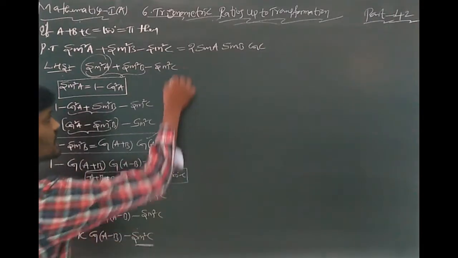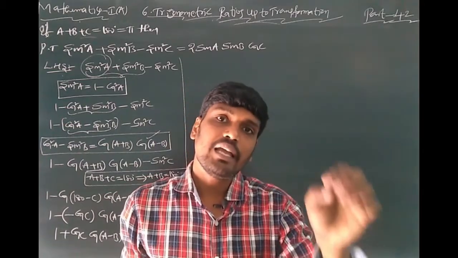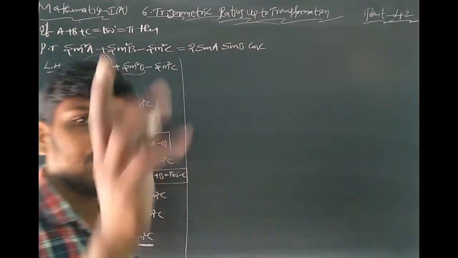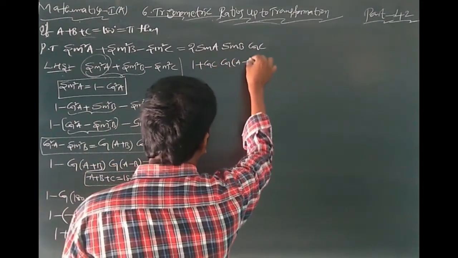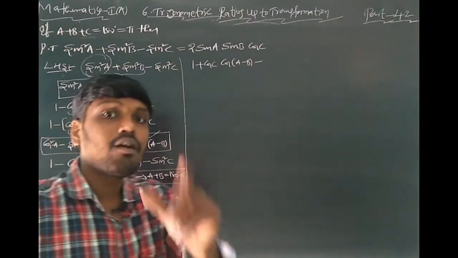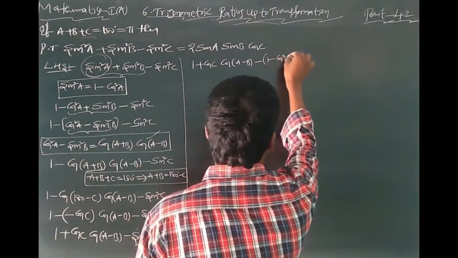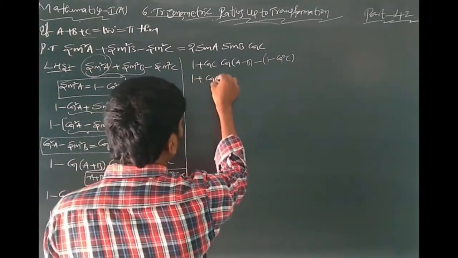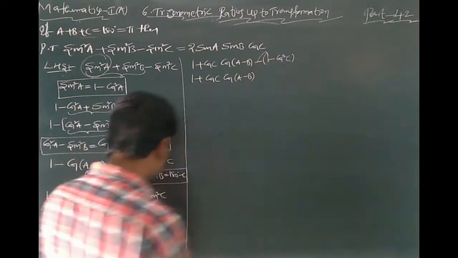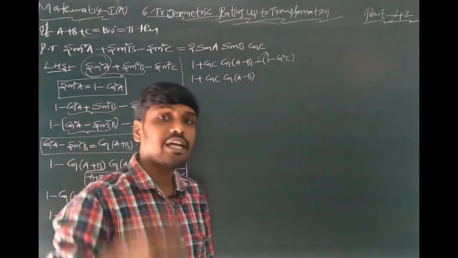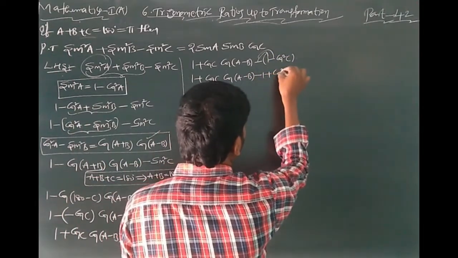In this sin square c, you can write in the form of cos. Sin square is written in the form of cos by using the first identity: sin square c is nothing but 1 minus cos square c by the first identity of trigonometry. You can write 1 plus cos c into cos of a minus b, and in place of sin square c you can write 1 minus cos square c. Which identity? First identity of trigonometry. Minus 1, minus into minus plus cos square c.